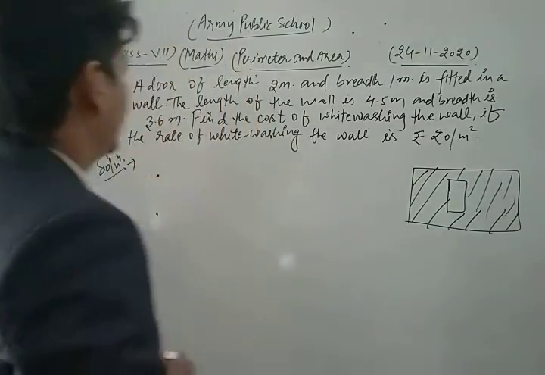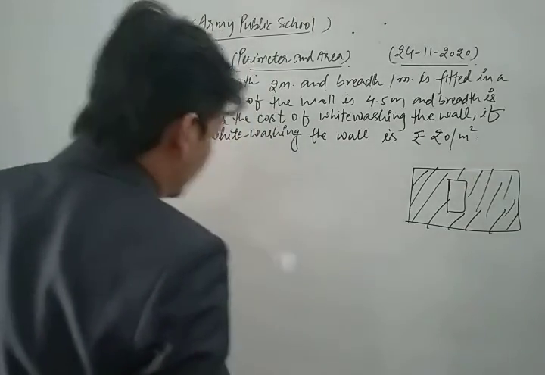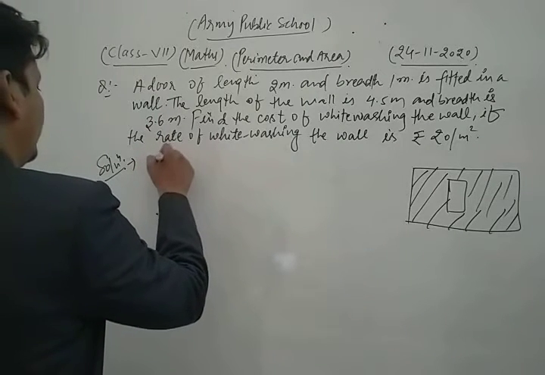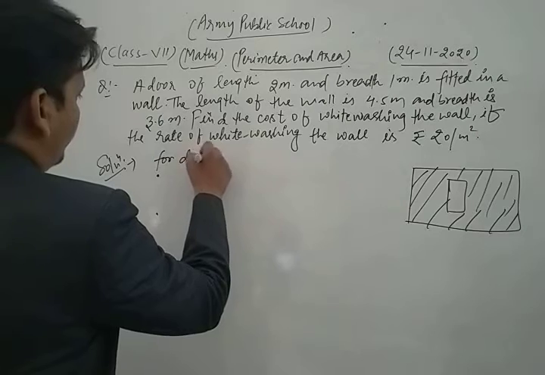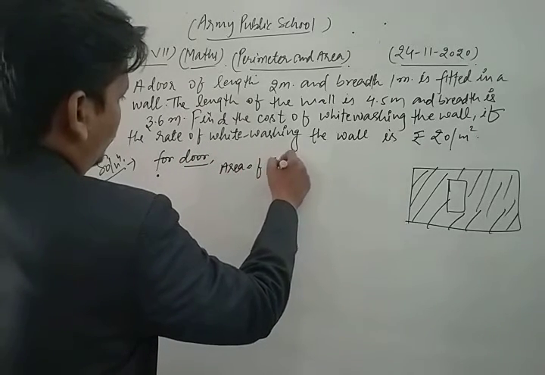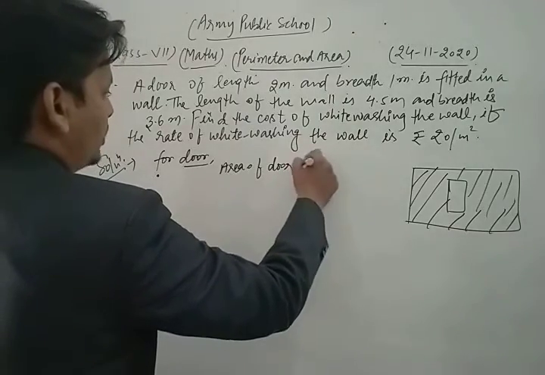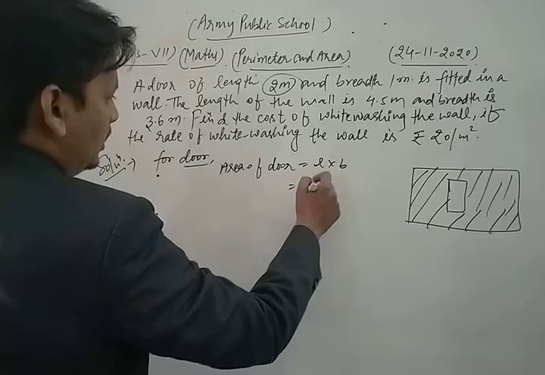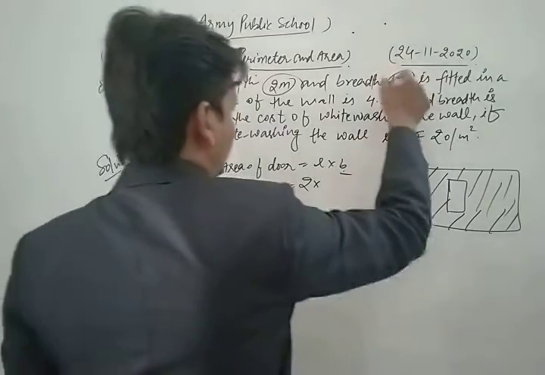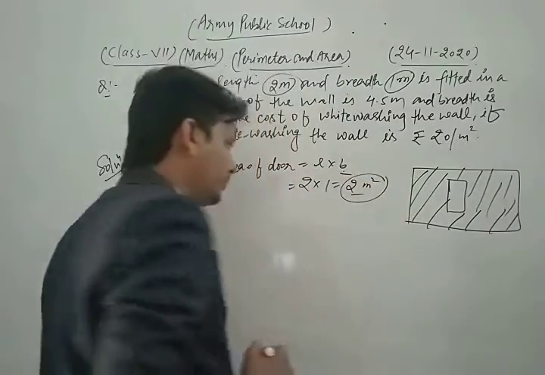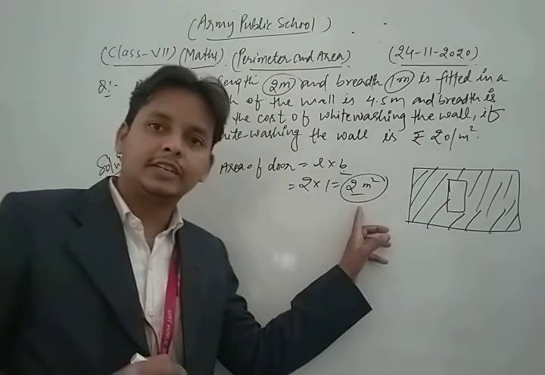Okay. Now let's see. First of all, we find the area of door. For door, area of door. One door is fitted, na? So area of door is length into breadth. Length of the door is what? 2 meter, into breadth of the door, 1 meter. So we get 2 meter square. This is the area for door.